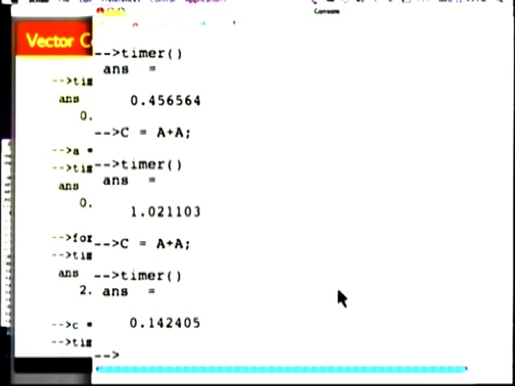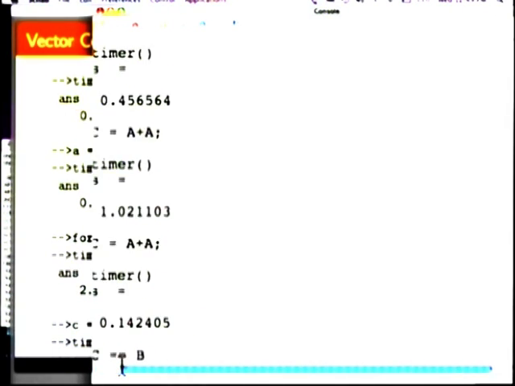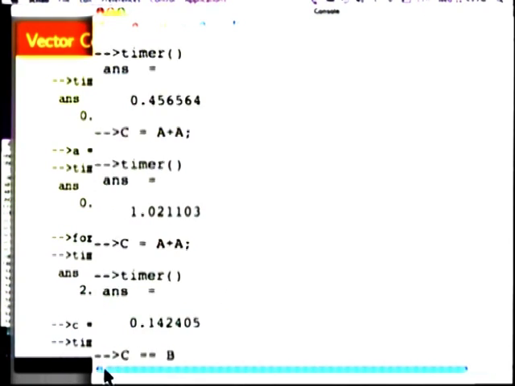And we can of course ask, is C equal to B? If I do that, what will happen? Now, C is a vector of size 50,000. B is also a vector of size 50,000. It will compare all of them. So what I will do is, let me just do a max of this. Let's see what happens.